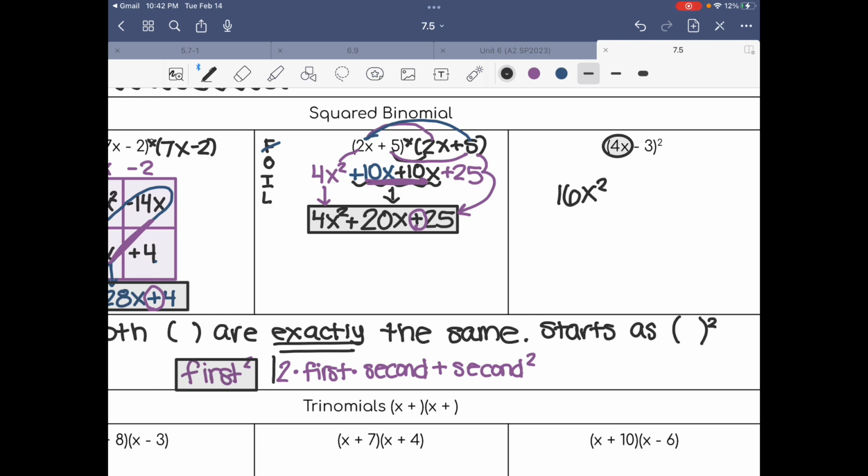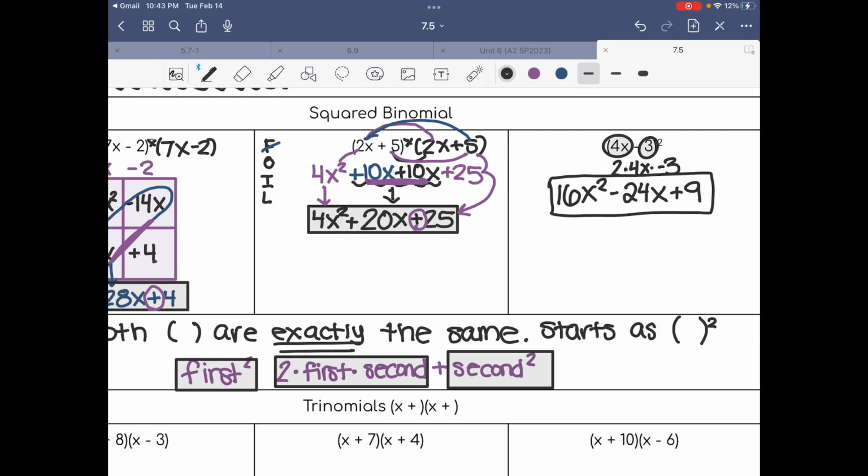Then I'm going to do 2 times the first number times the second number. So 2 times 4x times negative 3. 2 times 4 is 8, and 8 times negative 3 is negative 24. And then I'm going to square the last number, and I'm always going to end up adding this. Now, you'll notice that the one up here ended up being subtracted because I got negative 24. So 3 squared is 9. And that's it. That's the shortcut.